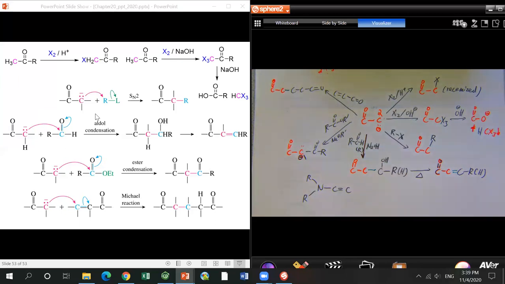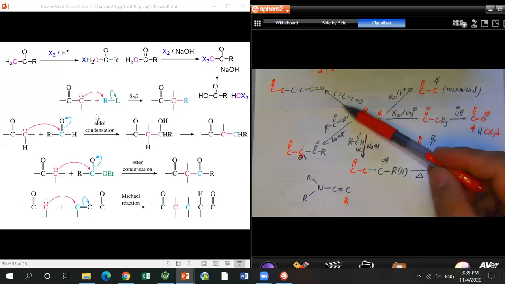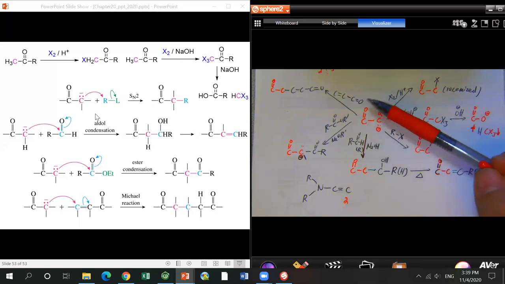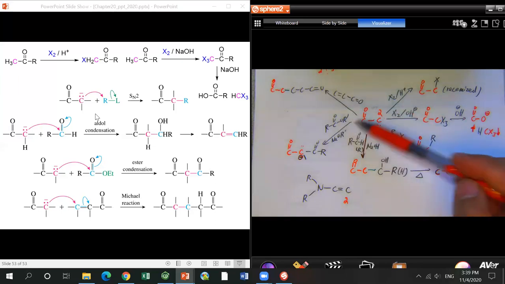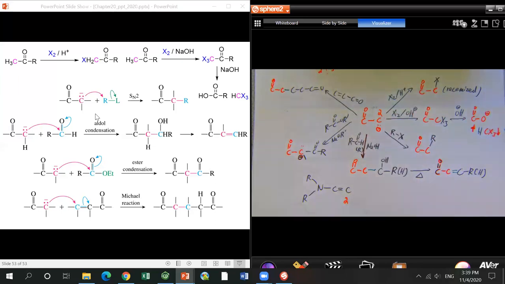Just keep in mind that all the reactions happen at this alpha carbon. You can do alkylation, and also nucleophilic acyl substitution, and also Michael addition. And then after it is done, you generate something like this, an intermediate.